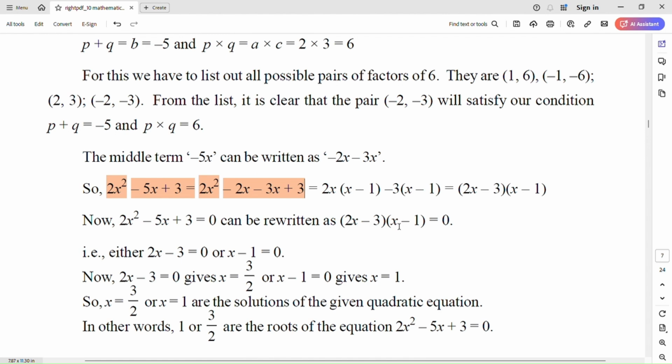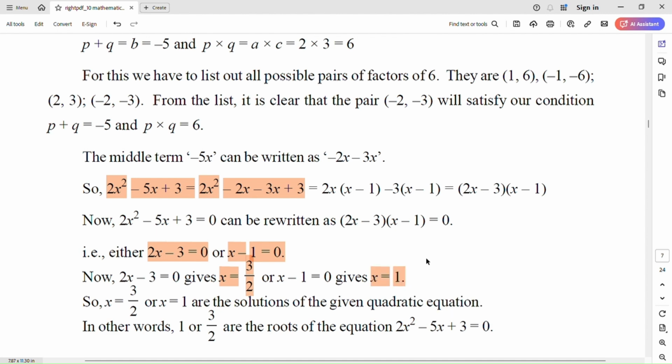Okay. When the product of two numbers is 0, either one of them is 0 or both of them are 0, right? So I have two options. Any one of them should be 0 basically, right? Either x minus 1 equal to 0 or 2x minus 3 equal to 0. Now if you simplify, this is a linear equation. What you will get is x equal to 3 by 2, one solution. The other solution is x equal to 1. Okay. These are the two solutions.